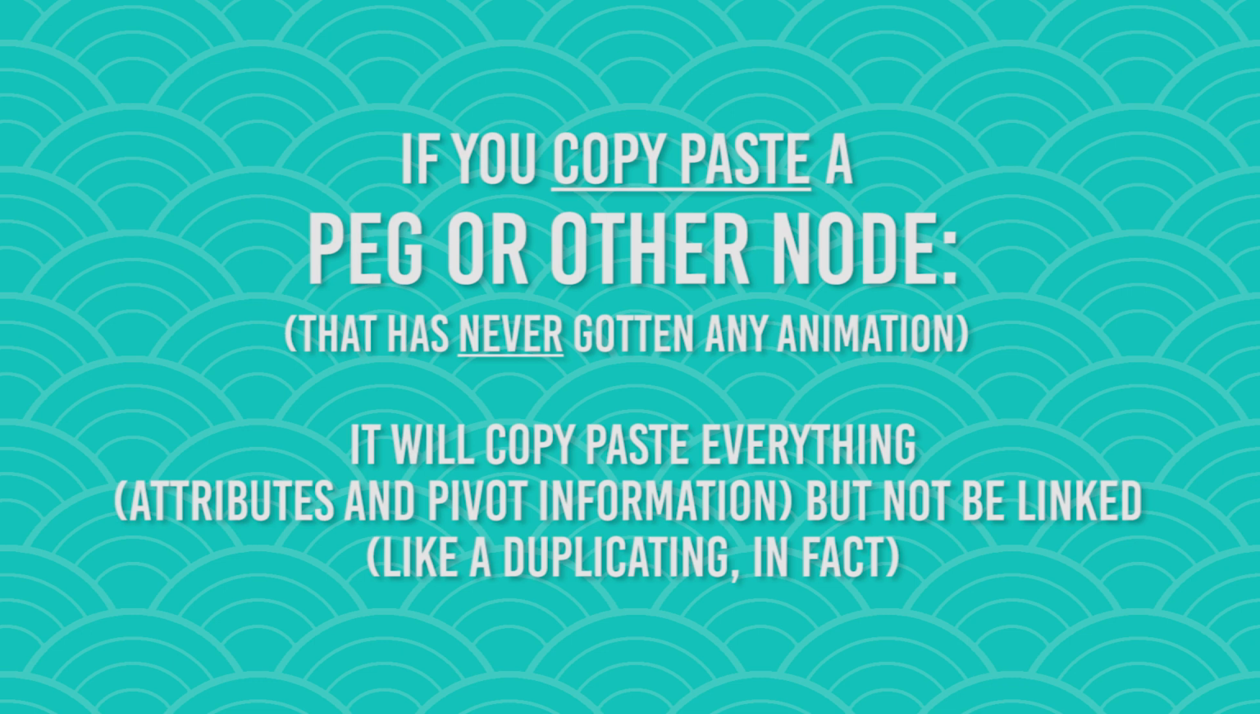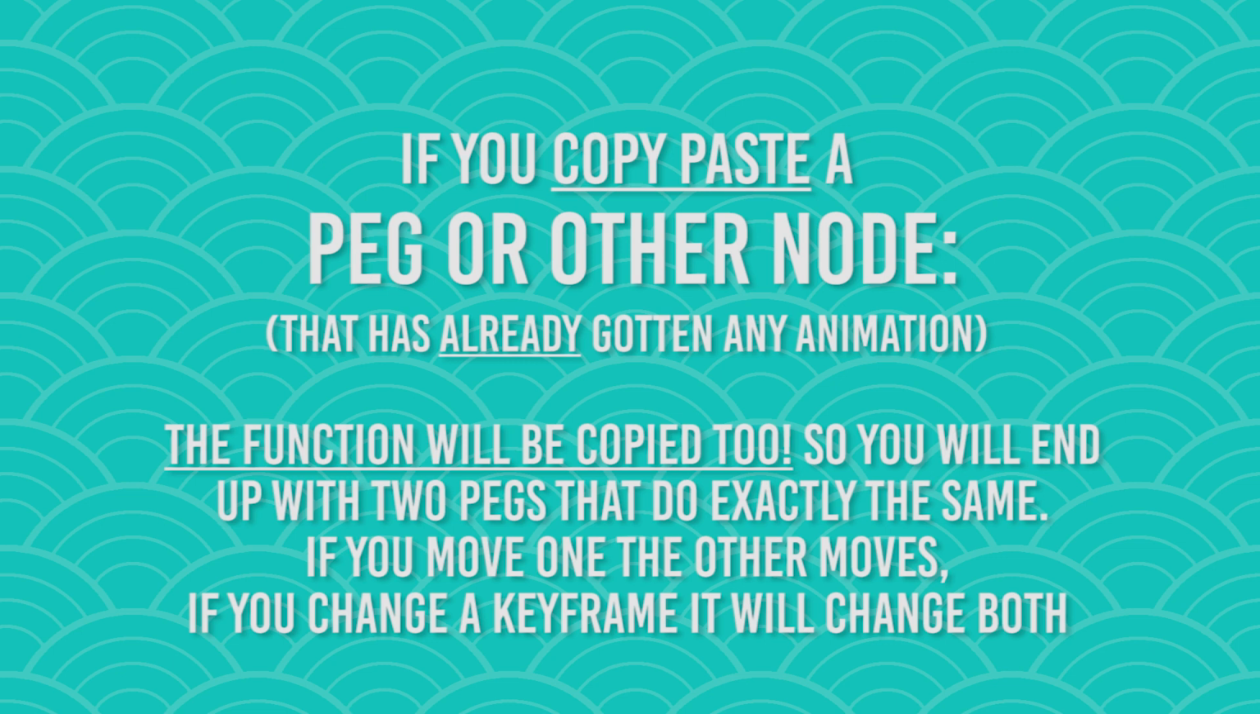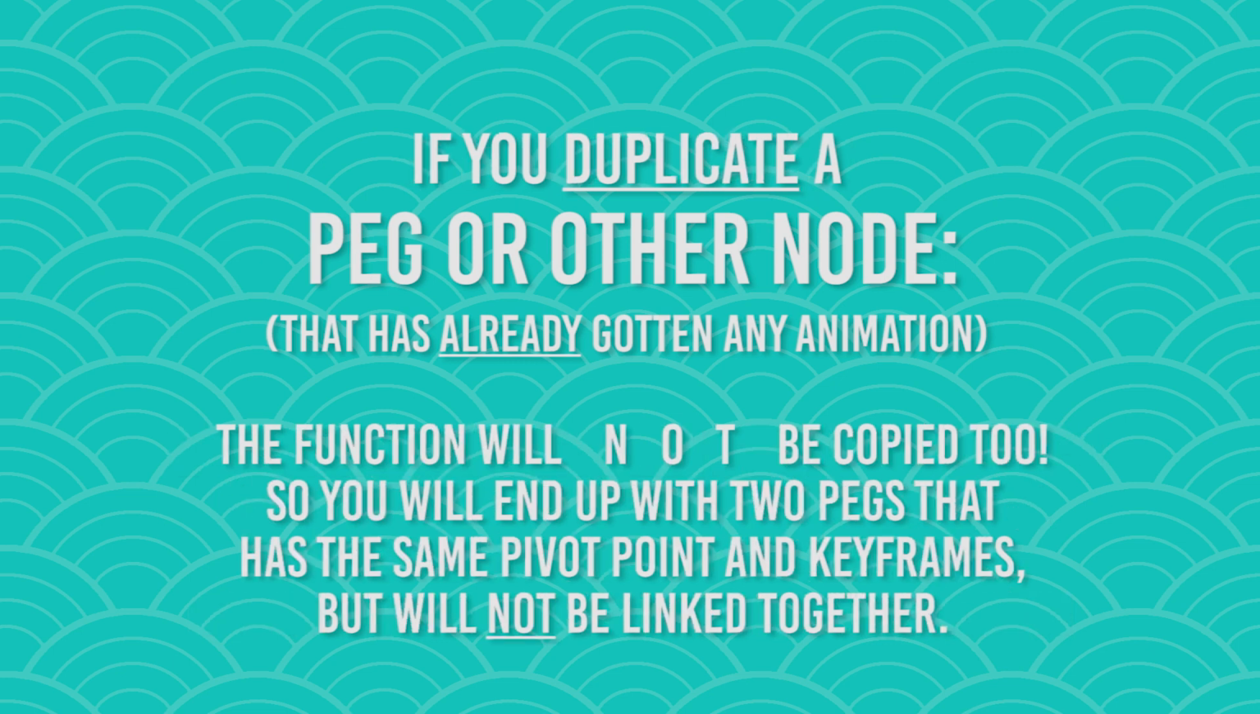Kinda like a duplicate. If you copy paste a peg or another node that has already gotten animation, the drawing function will be copied too. So you will end up with two pegs or two effect nodes that do the exact same thing. If you move one or you change the attribute on one, all the others will act the same. If you duplicate a peg or an effect node that has already gotten animation, the function will not be copied as well. So you will end up with two pegs or two effect nodes that have the same pivot points or the same attribute, but they will not be linked together forever.